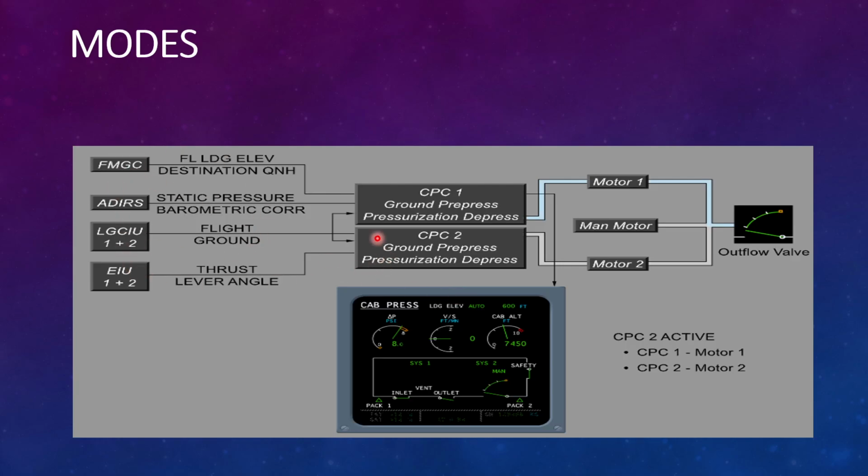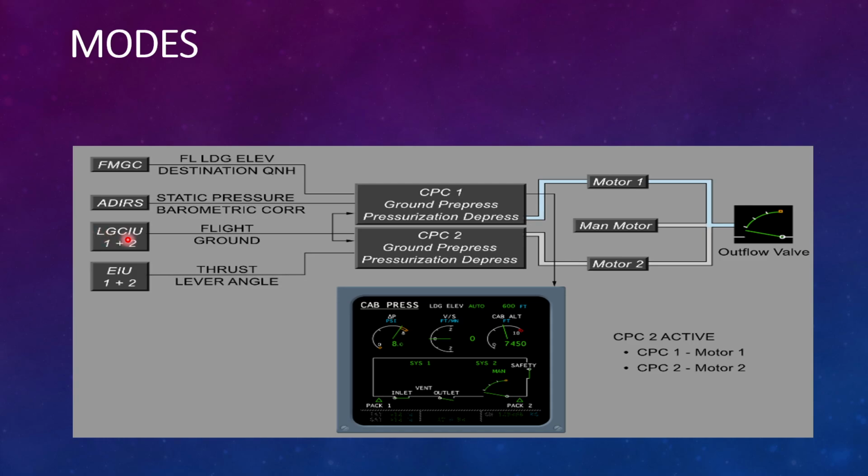Okay, so again, we have the CPC1 and CPC2. This CPC1, the cabin pressure controller one, gets its information from computers. So we have the flight management guidance computer, which gives information to the CPC, the landing elevation, and also the destination QNH. Then the other one is the air data inertial reference system, which sends signals with the static pressure and also the barometric correction.